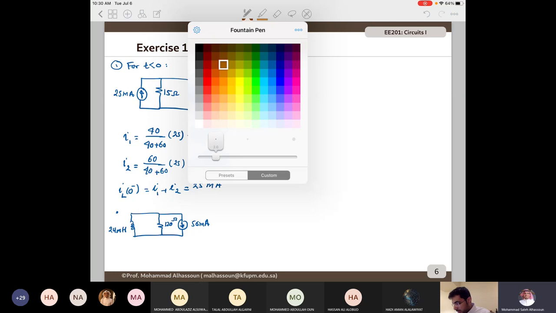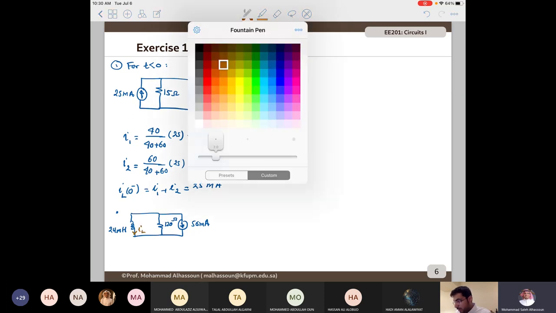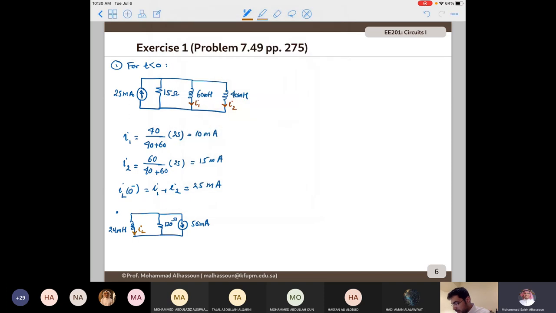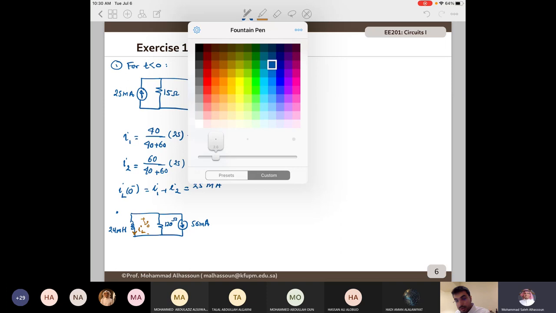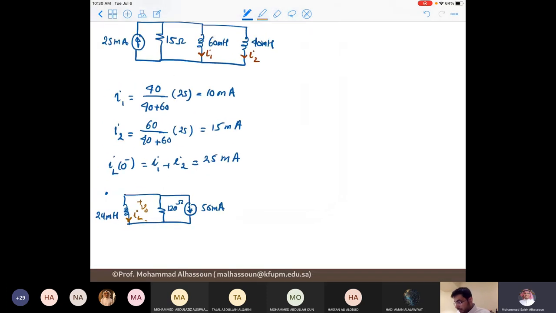If I call this one IL, according to the passive sign convention, this one should be V0 or VL in this case. So let's see, what's the final value of the current passing through the inductor?